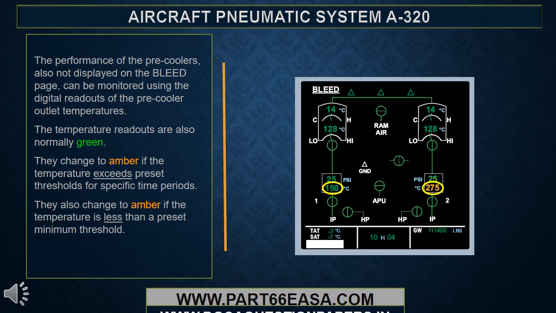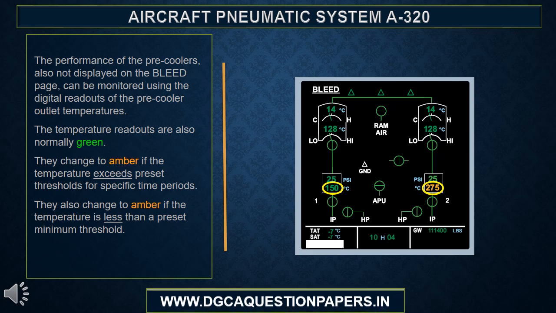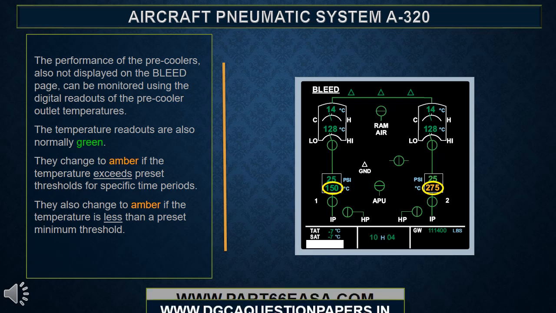The performance of the pre-coolers, also not displayed on the bleed page, can be monitored using the digital readouts of the pre-cooler outlet temperatures. The temperature readouts are also normally green. They change to amber if the temperature exceeds preset thresholds for specific time periods. They also change to amber if the temperature is less than a preset minimum threshold.